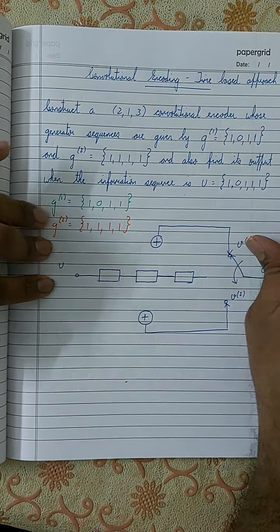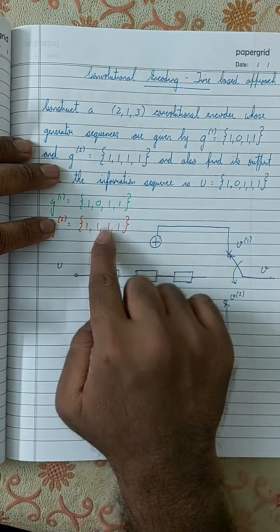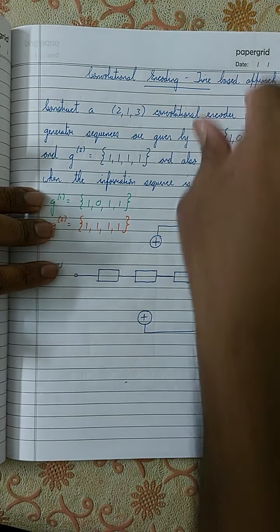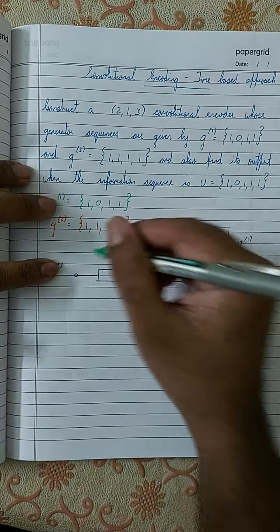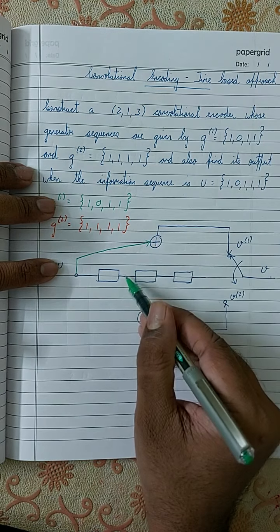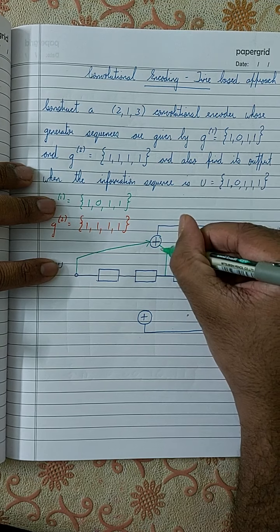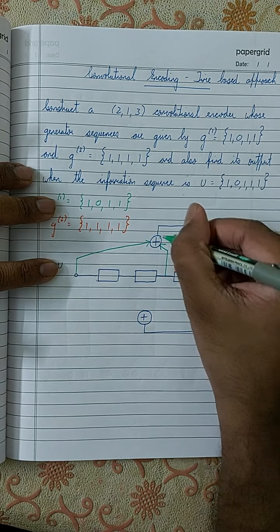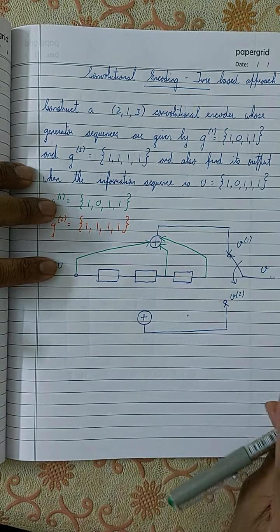Right, so next step is I'm going to look at the generator sequences and I'm going to draw the corresponding connections, right? So here the connection is, I'll use green pen for that, for G of 1. So here G of 1 is 1 0 1 1. So 1, 0 means no connection, 1 and 1. This is called 1 0 1 1, right? 1 0 1 1.